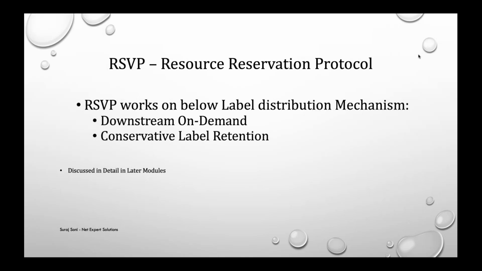What is the first work for a PE when it receives an IP packet? First of all, it will perform an IP lookup and see whether I have the destination I want to reach or not. If the destination is there, then the label allocation happens.